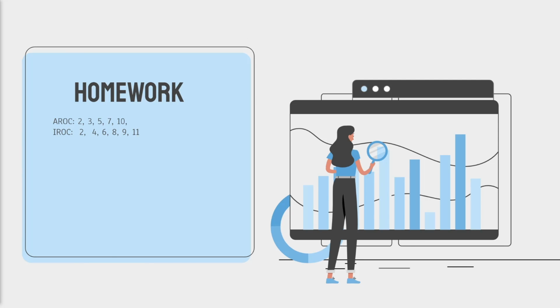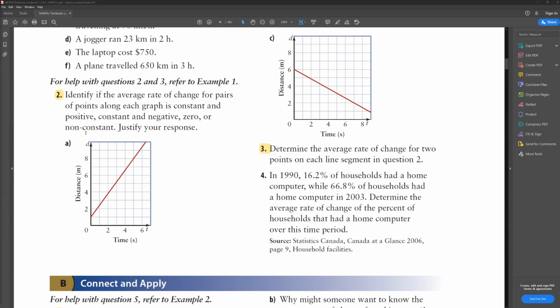Okay, so let's start with chapter 1.5, question 2. Identify if the average rate of change for the pairs of points along each graph is constant and positive, constant and negative, 0, or non-constant. Justify your response. For A, we see that it is increasing as the x values increase, the distance increases, so it is positive. It also is constant because we have a straight line.